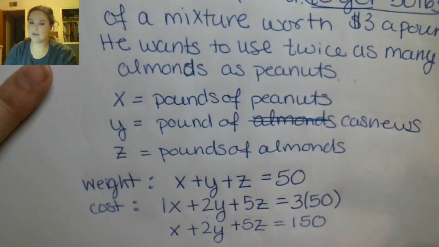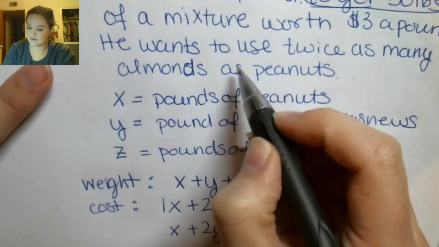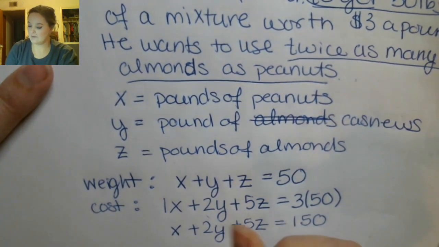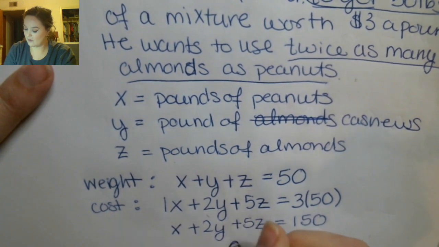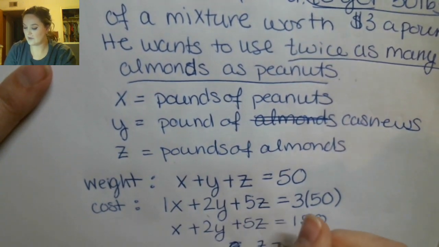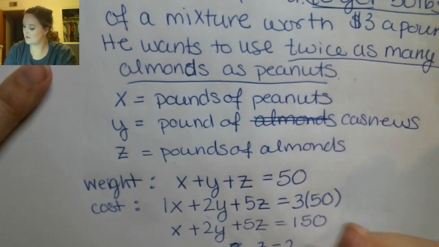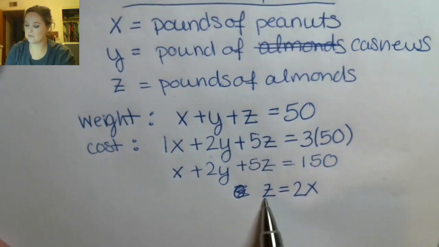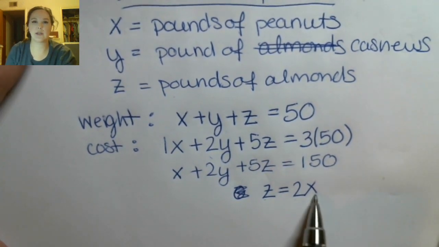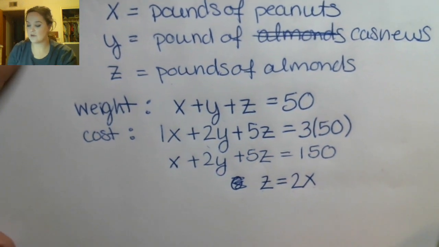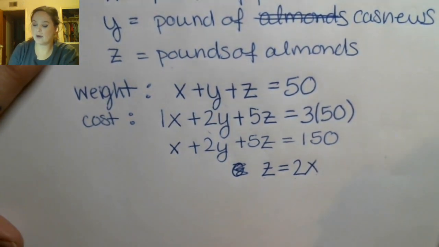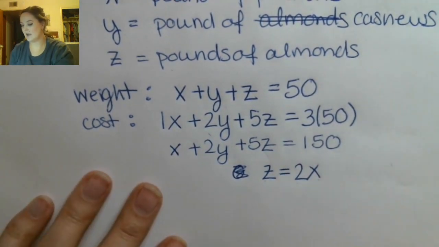Okay, and then the last equation is going to come from this sentence right here, twice as many almonds as peanuts. So the number of almonds is z, and that is going to be twice the number of peanuts. So the number of almonds is twice the number of peanuts. Now you can use any method that you want to solve this. I would probably use combinations. So let's look at how we could solve this with combinations.